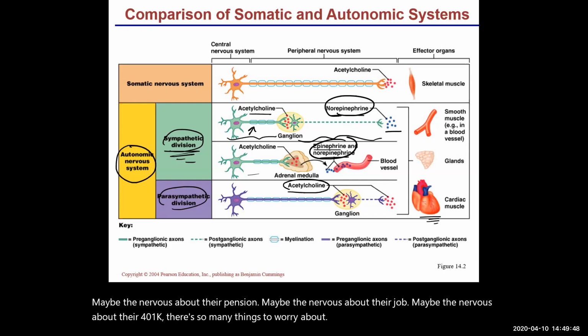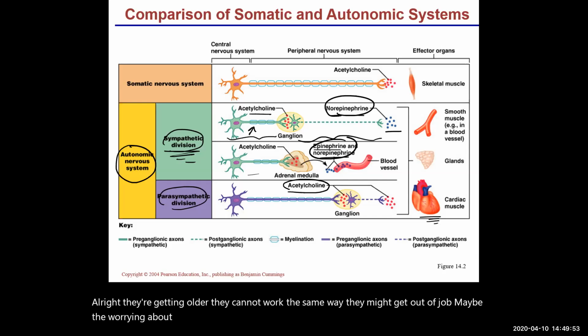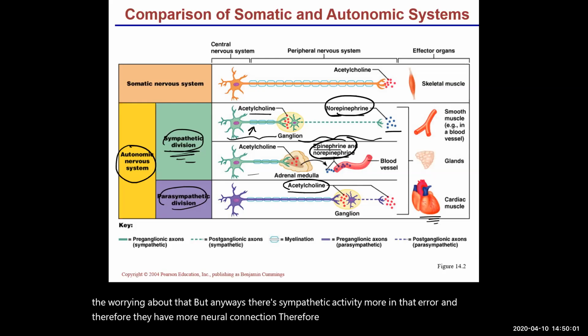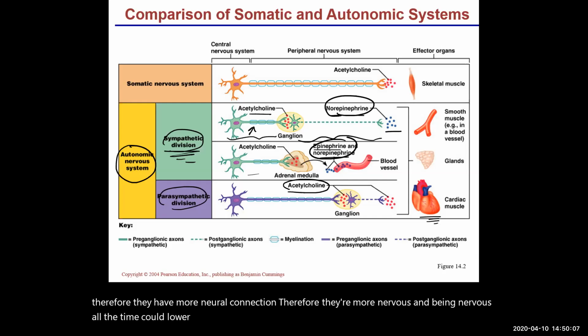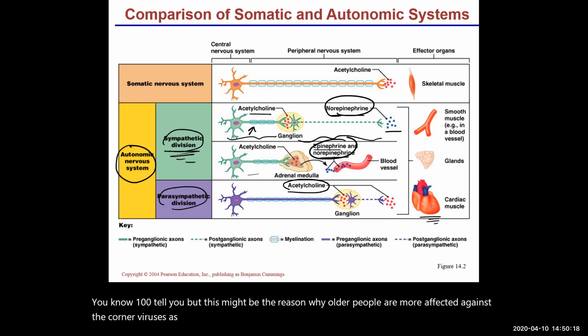They're getting older. They cannot work the same way. They might get out of a job. Maybe they're worrying about that. But anyways, there's more sympathetic activity in that era. And therefore, they have more norepinephrine. Therefore, they're more nervous. And being nervous all the time could lower their immune system. And again, I'm not going to 100% tell you, but this might be the reason why older people are more affected by the coronaviruses as well, because they're more nervous, and also their immune system is not as strong as it used to be. But there are multifactorial issues, and I'm not going to get into that right now.